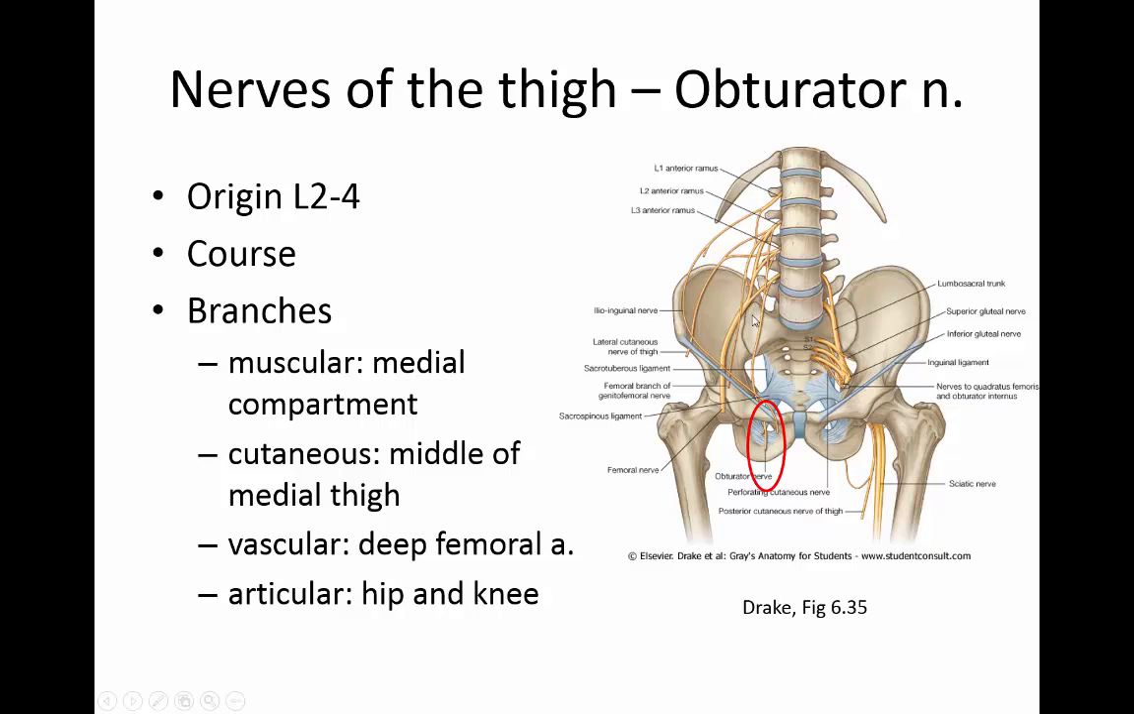So the obturator nerve innervating all our adductors. So our muscular branch innervating our medial compartment. The cutaneous branch innervating the middle of the medial thigh. So that's the skin over the medial thigh. The vascular branch innervating that deep femoral artery or profunda femoris. And the articular branch innervating the hip and the knee. So those medial parts of the hip and knee.